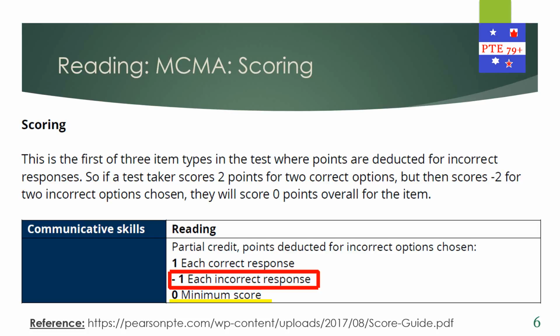So scoring. Many people have confusion in the scoring of multiple choice multiple answer. So let's clear that confusion. There is negative marking. This is the first of 3 items in the test where points are deducted for an incorrect response. How marks are deducted, I'll explain in the next slide. But what we need to understand here is: 1 point for each correct response, minus 1 for each incorrect response, and 0 is the minimum score. It cannot be negative. Minimum score cannot be -1 or -2.